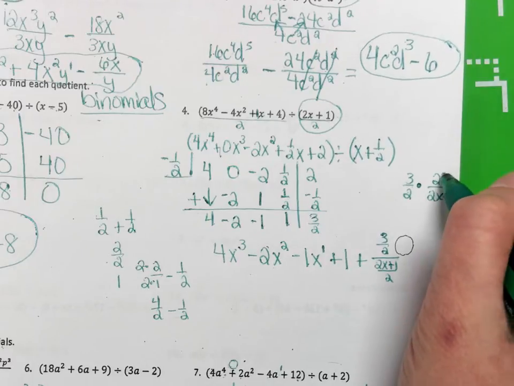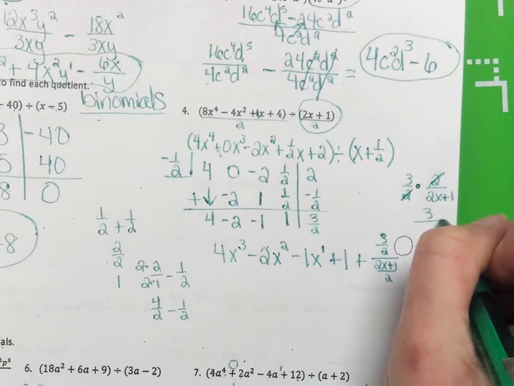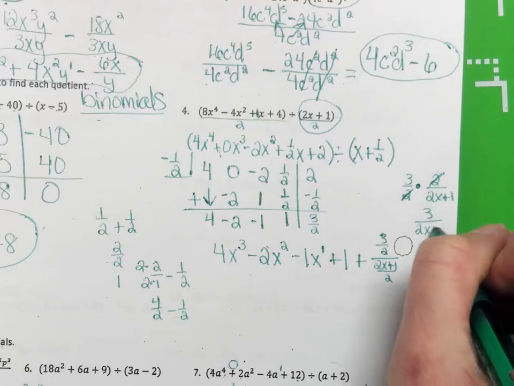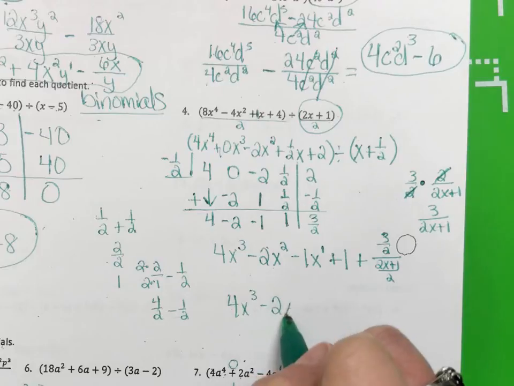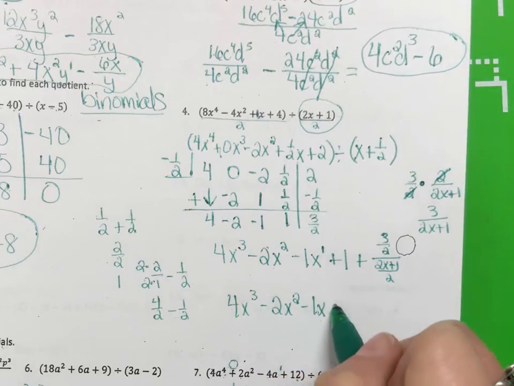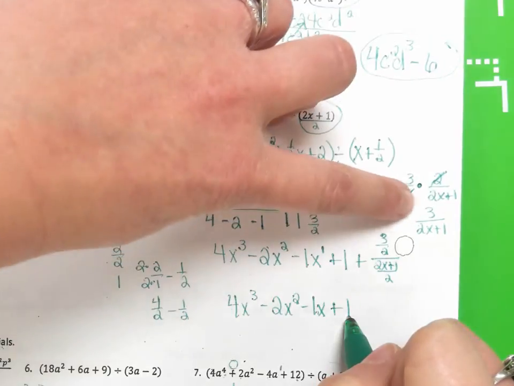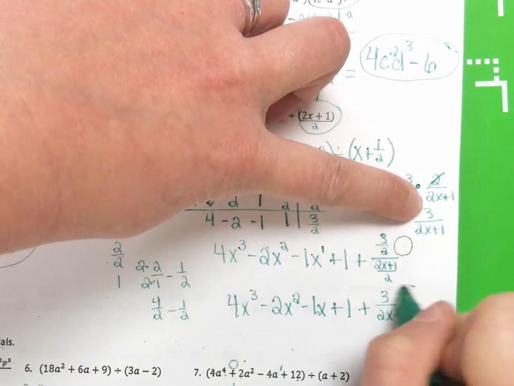2's. One's on top, one's on bottom, okay? Make your life easy. So it's 3 on top, and what's on bottom? 2x plus 1. Alright, so it's 4x to the third, minus 2x to the second, minus 1x to the first, plus 1. I'm just bringing all that stuff down, okay? I didn't do anything. I'm just bringing it down. But now what's at the end? Very good.